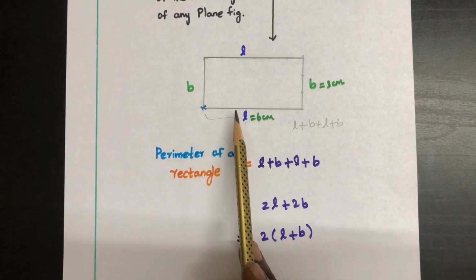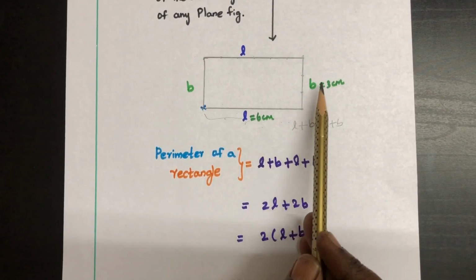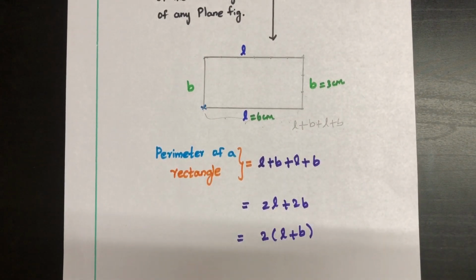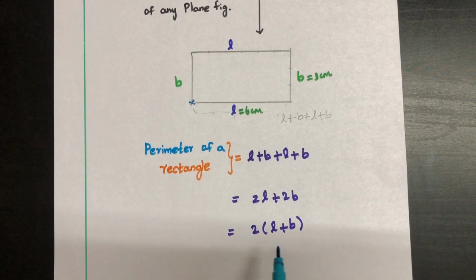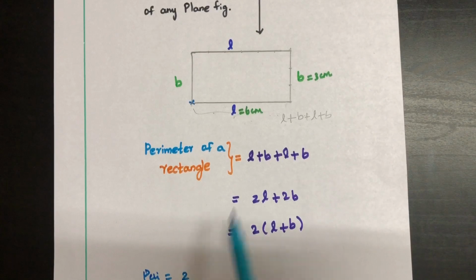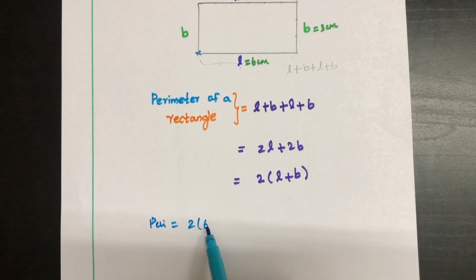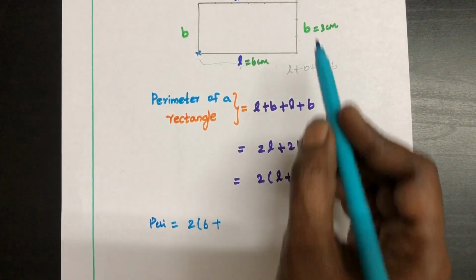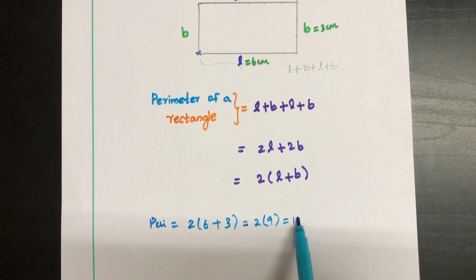See, this rectangle is made up of length 6 centimeter and breadth B equal to 3 centimeter. Okay. So what is the perimeter of the rectangle? You can apply this formula nicely. Perimeter is equal to 2 into, what is length? L is 6 centimeter, right? So in the place of L, give 6. Similarly, in the place of B, give 3 centimeter, which is equal to 2 into (6 plus 3) is 9, which is equal to 18.